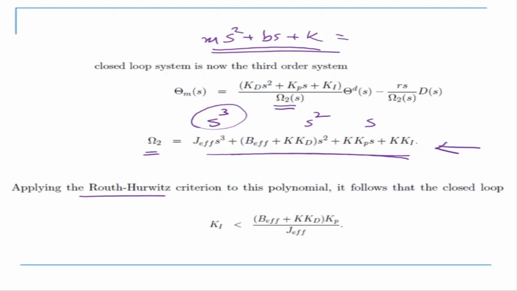How do we find it? We have to first make the Routh table. So we make the Routh table, and in the Routh table it will be s cubed, s squared, and then s. So it is going to be J effective. The next is going to be K, Kp. Then the second term is going to be B effective plus K Kd. That is this term. And the fourth term will be K Ki.